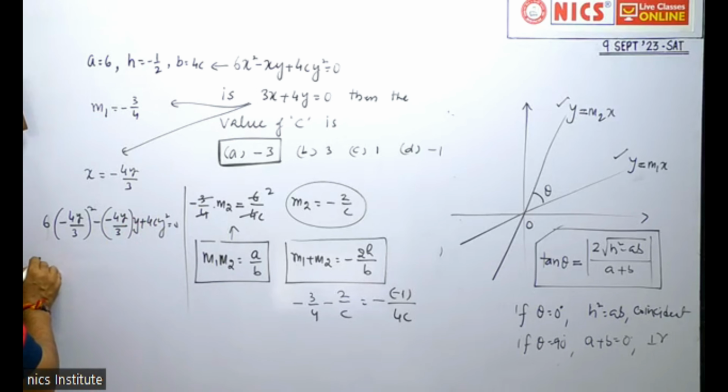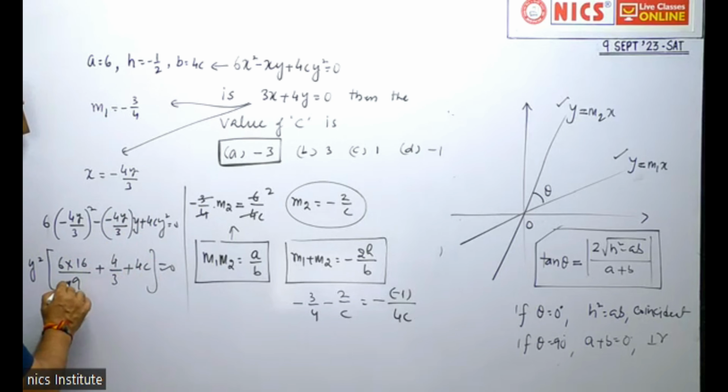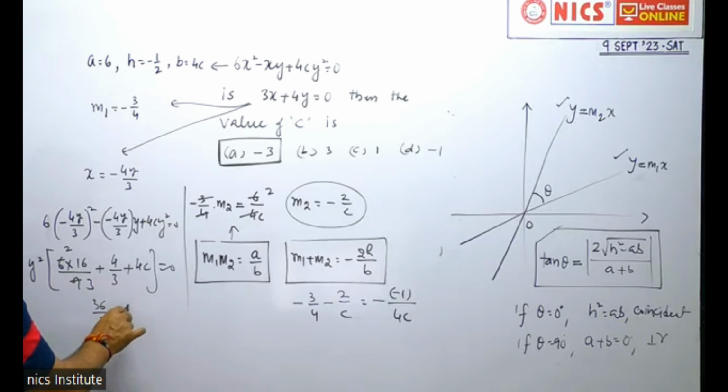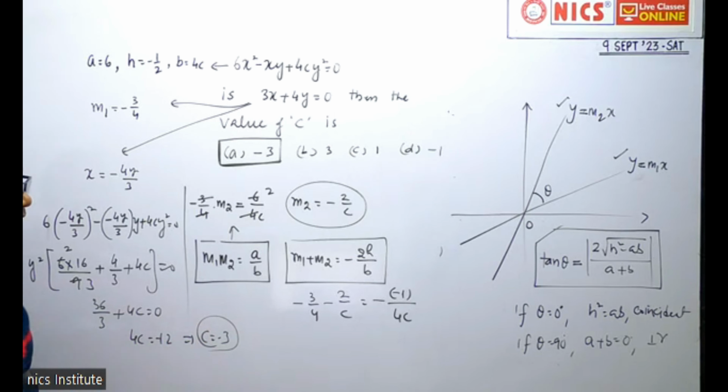I square will come out. It'll become 0. And from here, you get the answer for C. This is 36 by 3 plus 4C equal to 0. Or 4C is equal to 12 with negative sign, C equal to minus 3. So that is the second method.